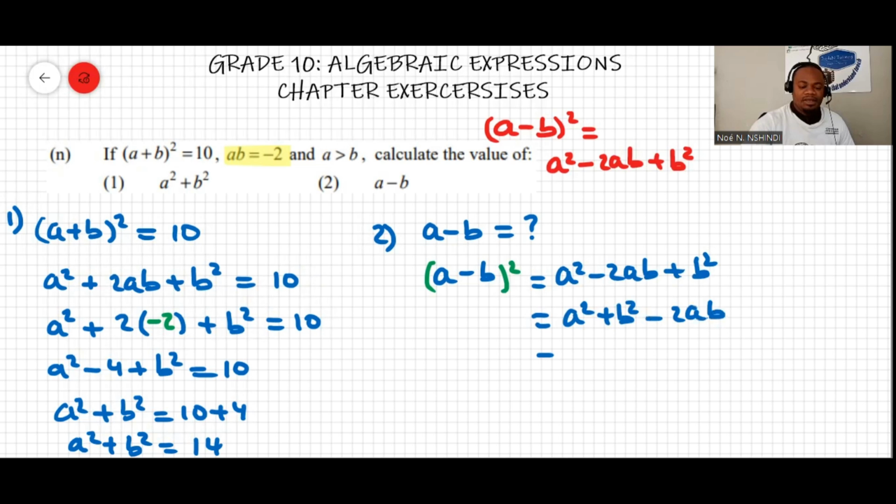And then we see that in the previous question, a squared plus b squared was equal to 14. So I can sub in 14 there, minus 2. And it was also given that ab was equal to negative 2. So we can just say times negative 2, and then this will be equal to 14, negative 2 times negative 2 makes positive 4. And then a minus b raised to the power of 2 is equal to 18.